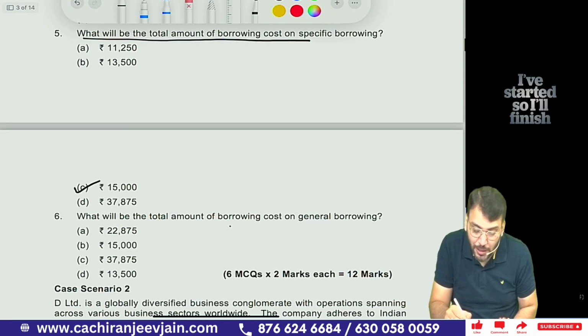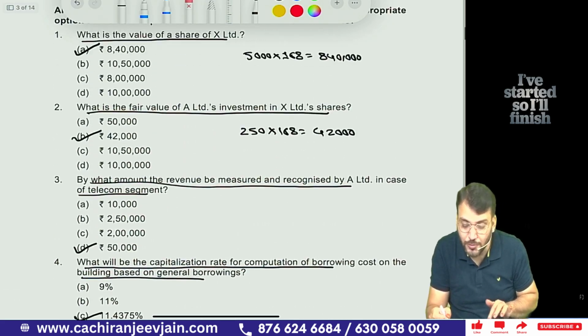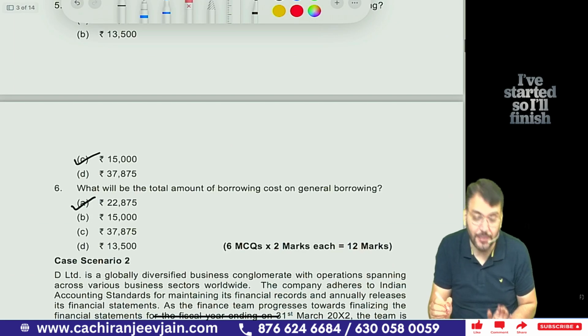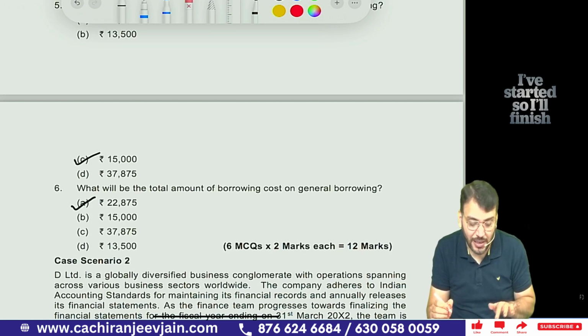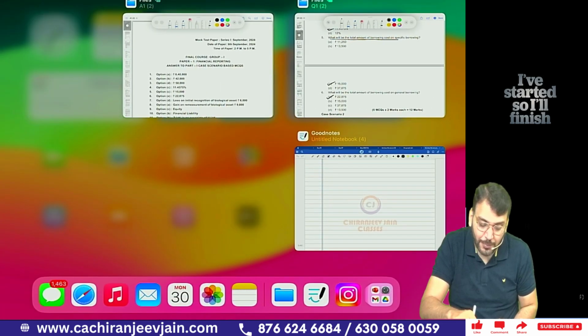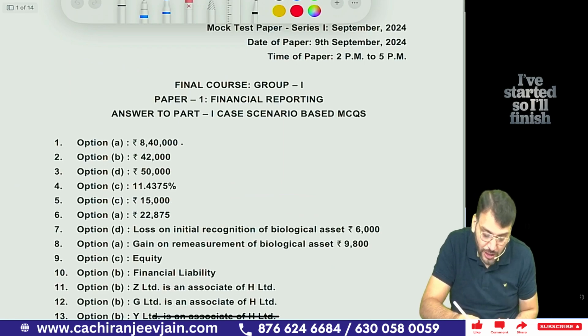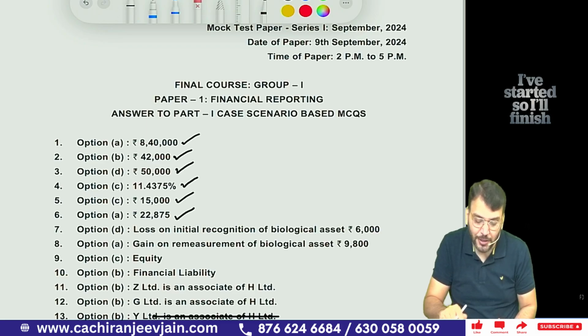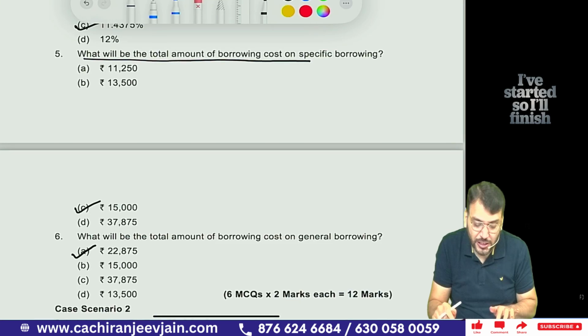And what will be the total amount of borrowing cost on general borrowing to be capitalized? That also we calculated. How much did we calculate? 22,875. These are the answers. Got this point? If you see the options whatever has been given, option number A for 1, 42,000, 50,000, 11.4375%, 15,000, 22,875. So don't be confused with this particular point.